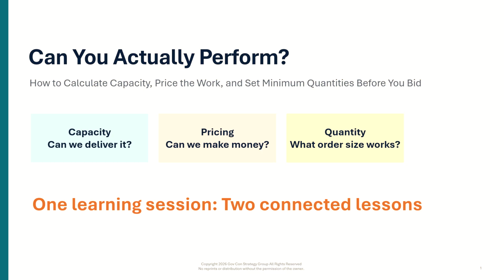A bid may look attractive until you calculate the real cost. A price may look competitive until you realize the volume required is too high. A large order may look like a win until you realize your business cannot safely deliver it. So, this session brings two lessons together: capacity and pricing. The goal is to help you make a better bid or no bid decision before you commit to work that may not actually fit your business.